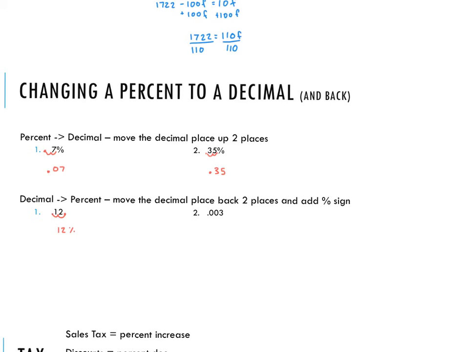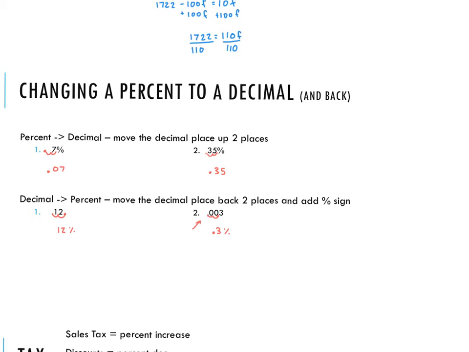Same thing for number 2. I'm going to move it back 2 places, and now I have 0.3%. Okay. Don't get thrown off if you have decimals already in your number. It's fine. Just move the decimal either forward or backwards, depending on if you're going from percent to decimal or decimal to percent.